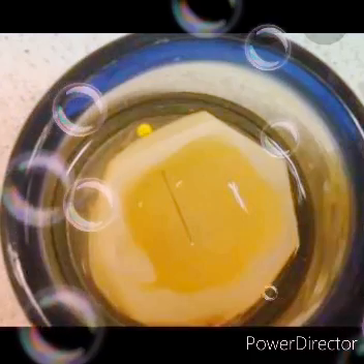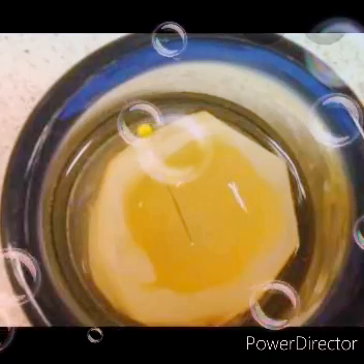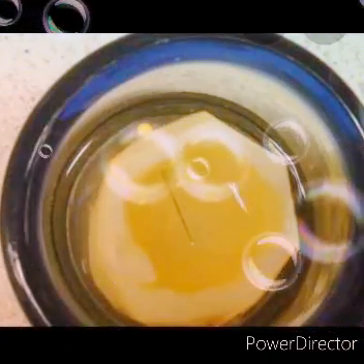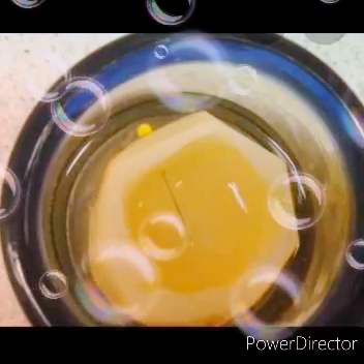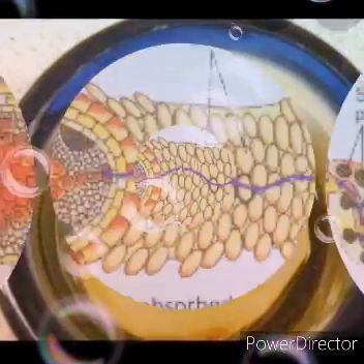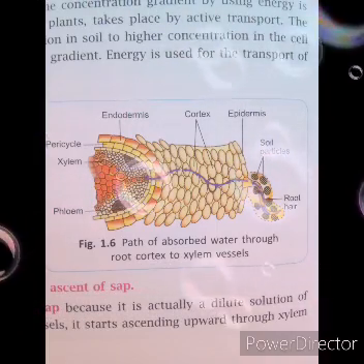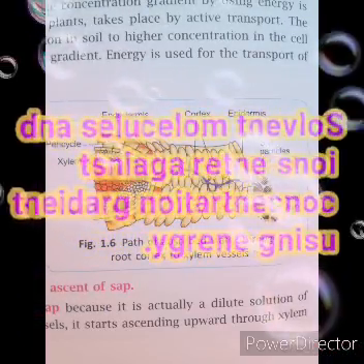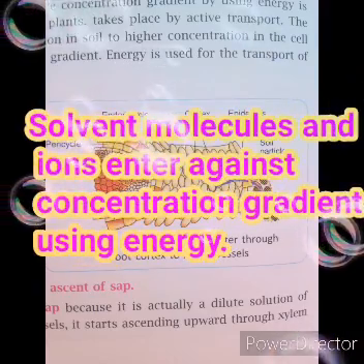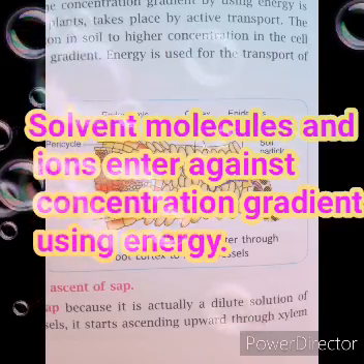Now we find that the level of sugar solution has increased in the potato cavity, and we come to the conclusion that this process, the movement of water molecules from the beaker into the sugar solution across the selectively permeable membrane, is called osmosis. Now one more process, active transport, we will see in this video. The transport of molecules and ions against the concentration gradient by using energy is called active transport. Now what exactly is active transport?